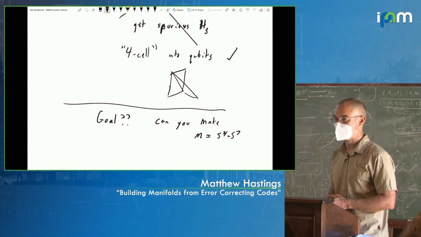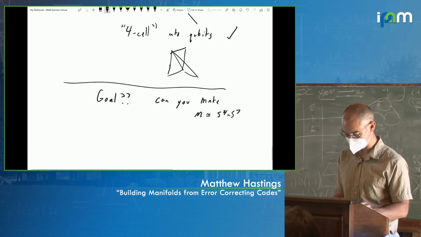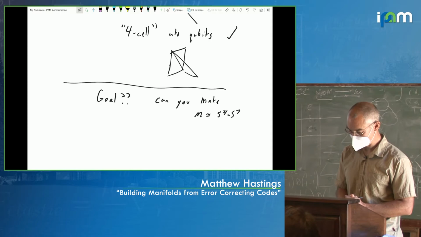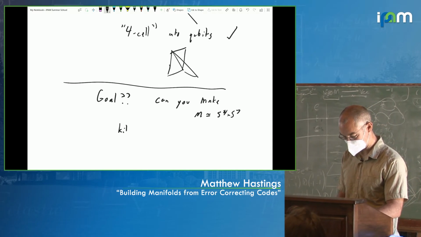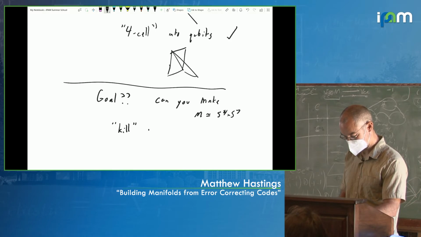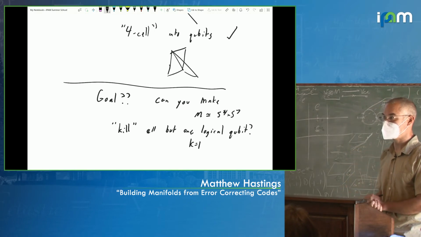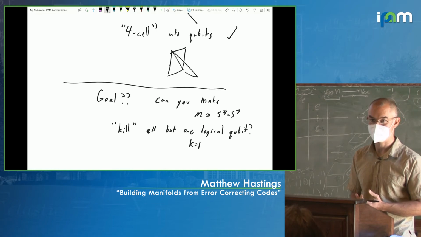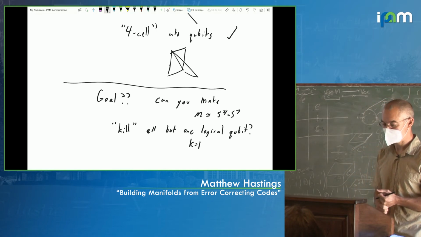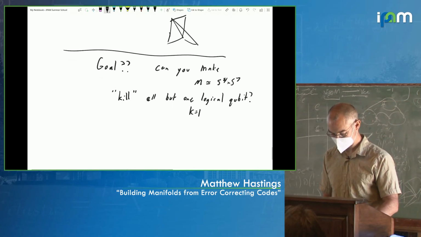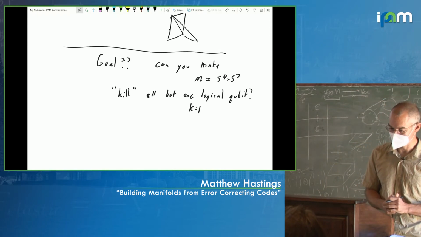Let me mention some of the things we do in an attempt to get there. Can you make M S4 cross S7 and still have this systolic freedom? One of the first questions is then, can you kill all but one logical qubit? Meaning, can you take the error correcting code and make k equals 1? In that way, the resulting manifold would have fourth Betti number equal to 1, so at least it has a chance of being a fixed manifold. This is something a coding theorist would never want to do, so this is a question for coding theory, and we don't know how to do that.